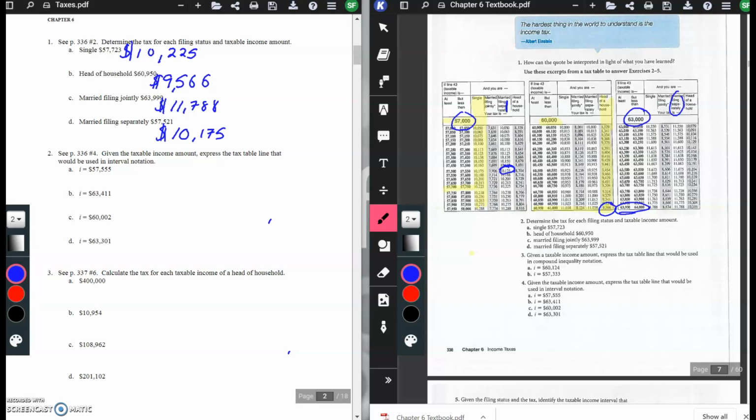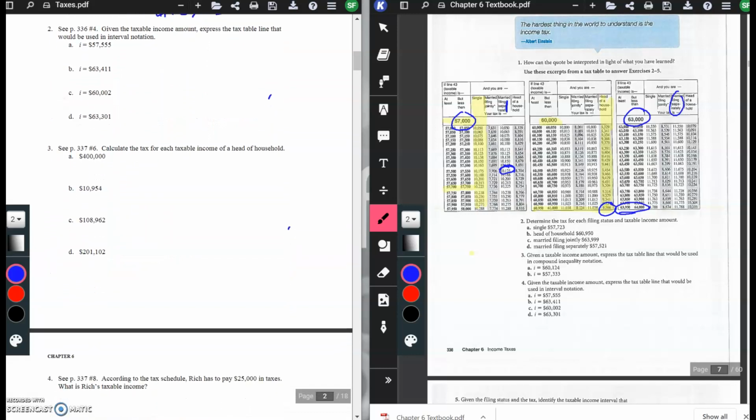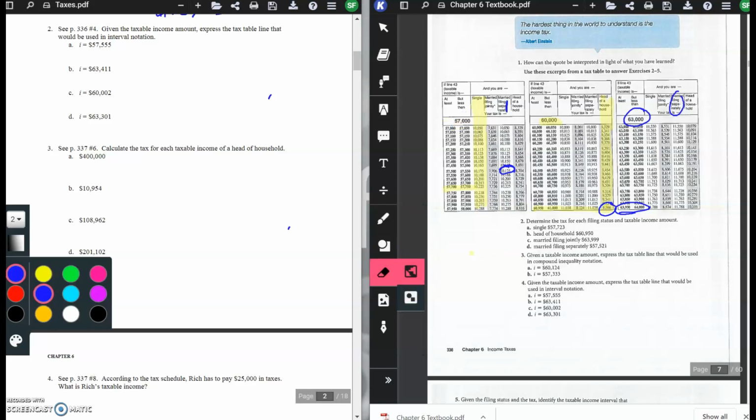Okay. Question 2 is on the same page, 336, number 4. It says, given the taxable amount, express the tax table line you would use. Okay. So let me erase some of this stuff here. We are looking at our tables again. So our first one says, I want 57,555. So I'm going to be in my 57,000 table.